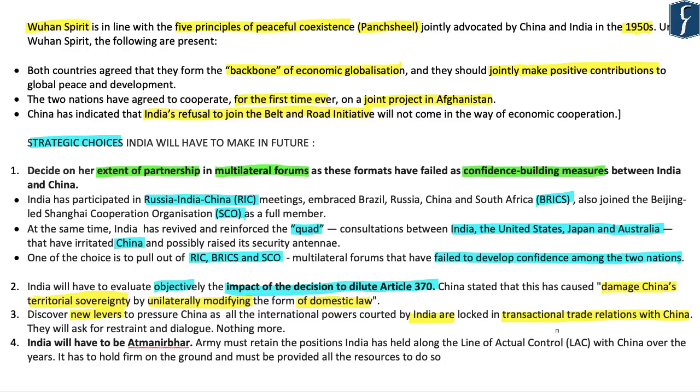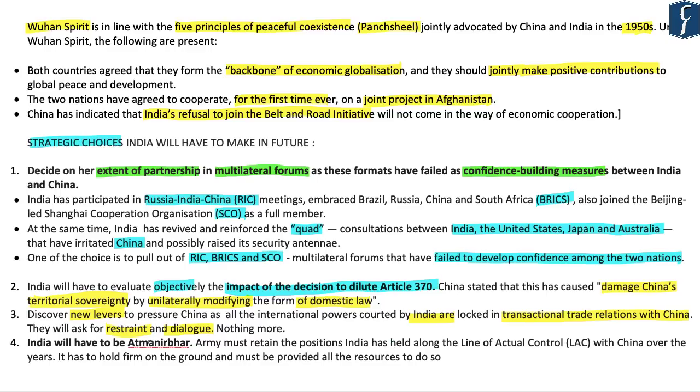So India needs to realize that all these countries, including USA, will only ask India to have restraint and have a dialogue with China and nothing more. Of course, these countries won't say, go to war with China, we are backing you. No one will do that. So hence, it is now time that India has to find out some new kind of ways to pressurize China, because taking the help of other superpowers is clearly not going to work here.